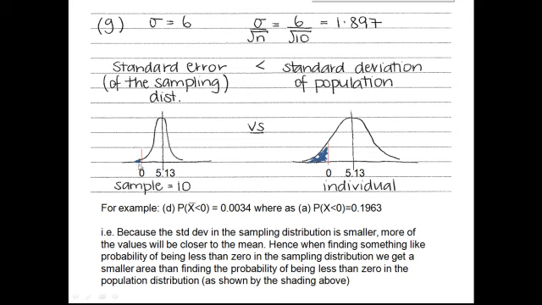So that's pretty much what part G is asking you. And it comes down to the whole idea that because the standard deviation in the sampling distribution is smaller, more of the values will be closer to the mean. So when you find something like we've done here, the probability of being less than 0, we get a smaller area in the sampling distribution than we do in the population distribution, simply because of that reduced standard deviation in the sampling distribution. So in many ways, you can tell a lot about these distributions before you even put the numbers in.